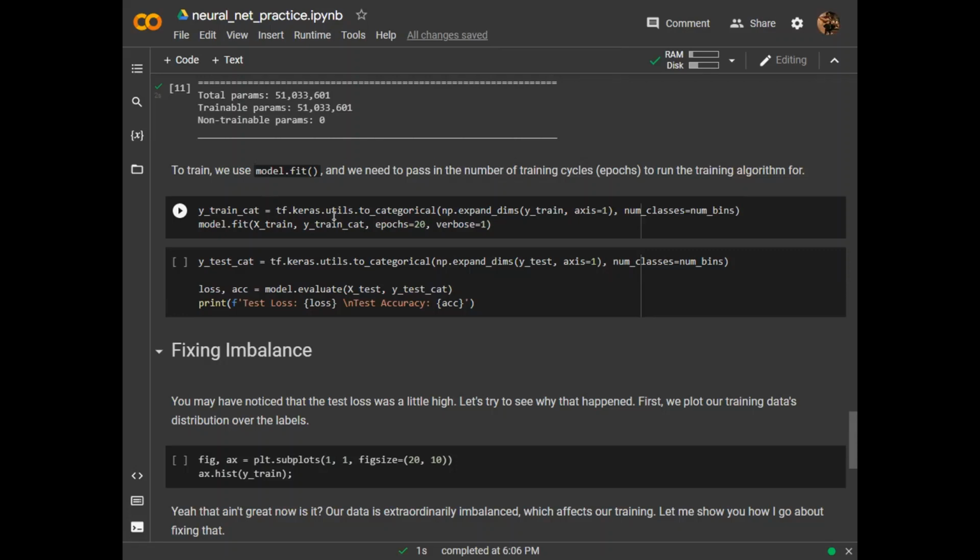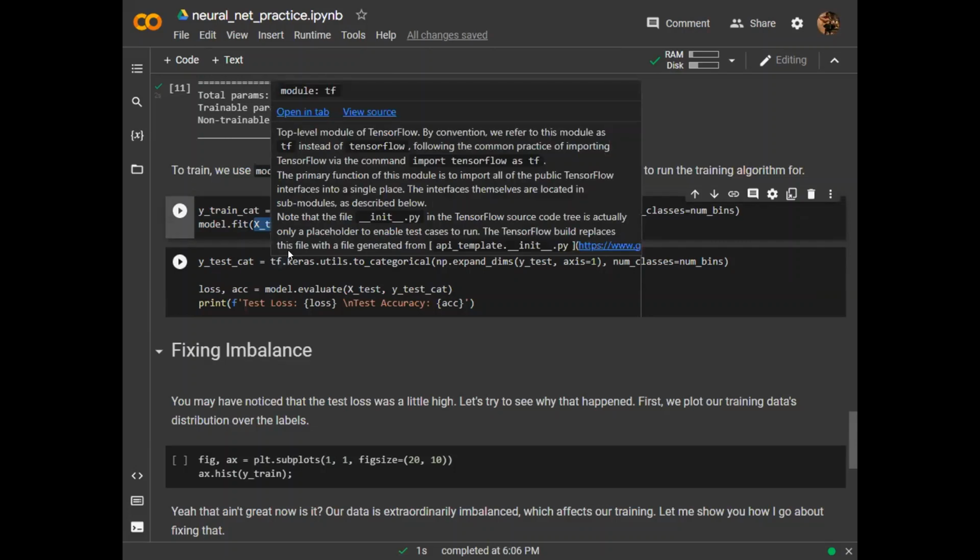And so that's what we're doing here in that first one: converting it, one hot encoding our labels. And then this model.fit thing is where we actually train. So, some important parameters with model.fit. Your first argument is always your x values, so that is the data you're feeding. Second argument is your y value.